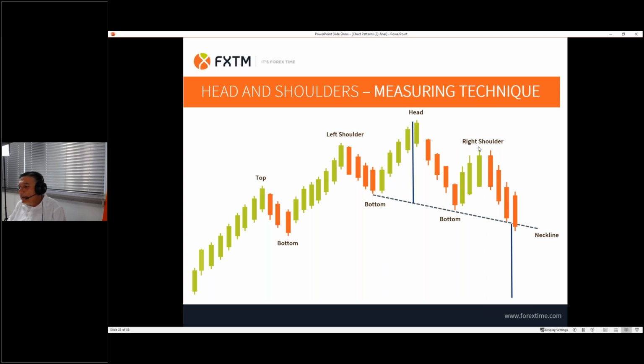Another question by Ahmad. When can we say that the neckline has been broken? You can say that the neckline has been broken when it penetrates a few points if you are trading a low time frame. If you are trading a higher time frame, let's say daily or weekly, perhaps you can wait a few pips, right?